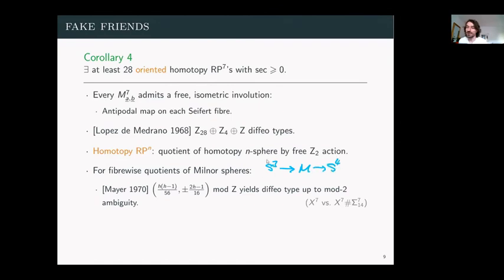So the involution we're taking now really is the antipodal map on the fiber of this bundle. And for these, well, they were studied already back in the 70s by Meyer. And he showed that you don't really need to go with the full generality of this Lopez de Medrano classification. You can actually just look at these two numbers, which are taken mod Z.